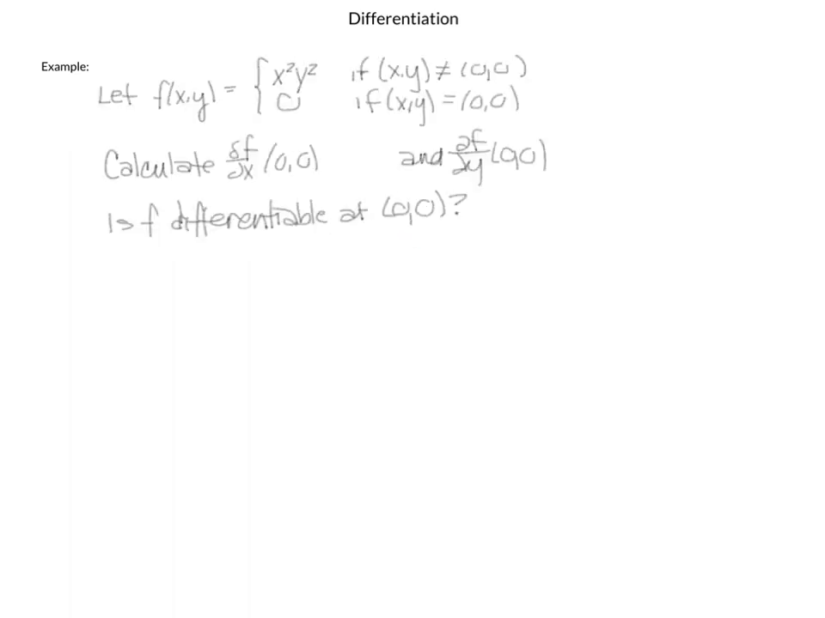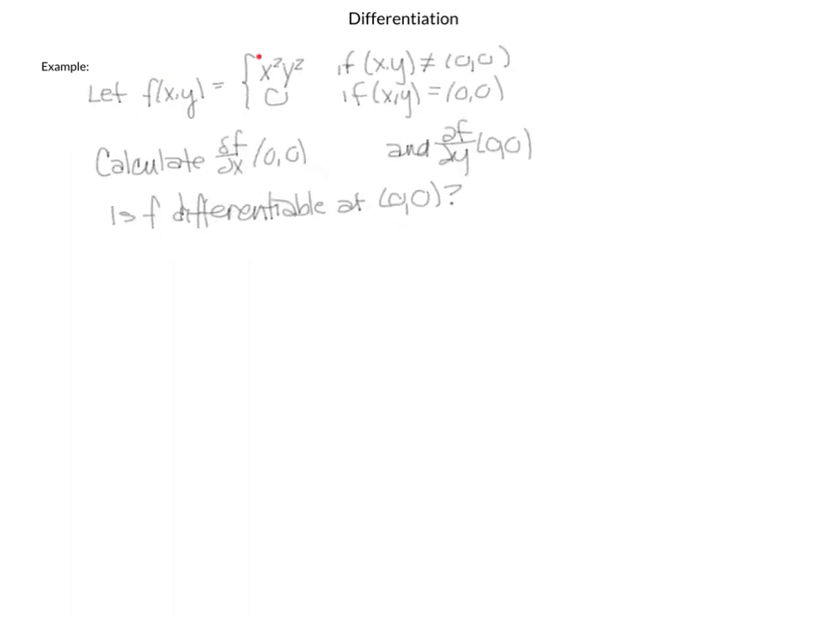The next problem: given f of x, y is equal to x squared y squared if (x, y) is not equal to (0, 0) and 0 otherwise, we want to calculate the partial derivative with respect to x, the partial derivative with respect to y, and then answer: is f differentiable at (0, 0)?